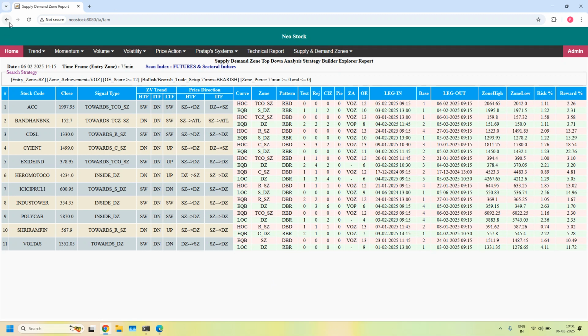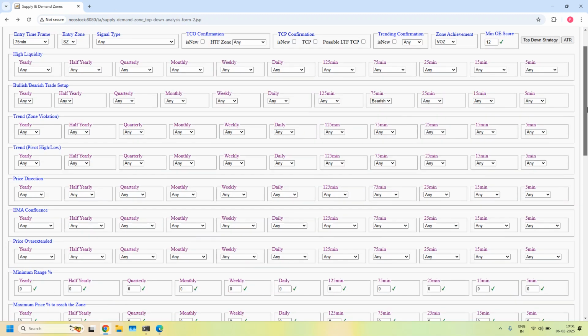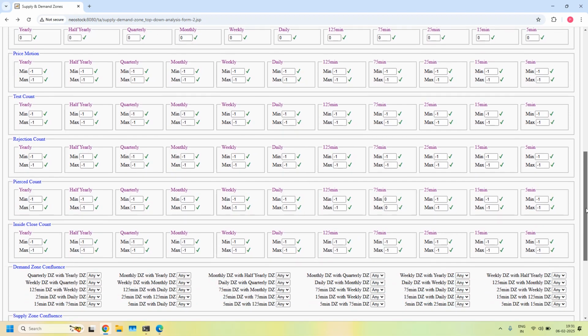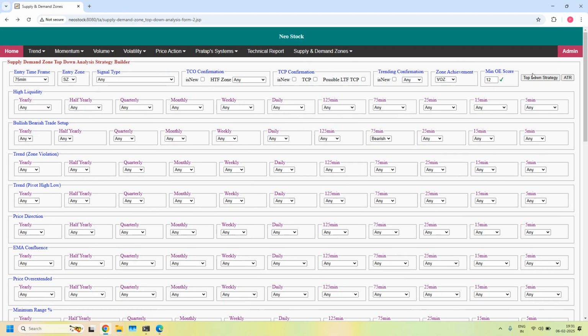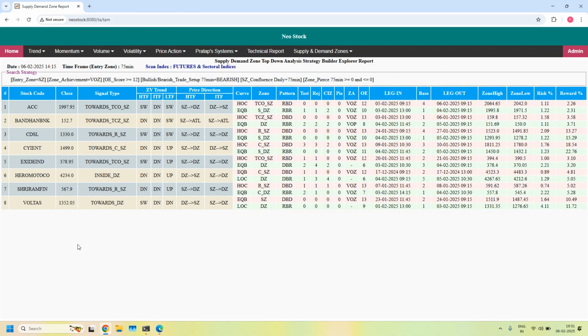First filter is LTF ITF supply zone confluence. That is 75-minute supply zone with daily supply zone confluence. With this filter, the list has come down to 8. In these 8 stocks, these 75-minute supply zones are overlapped with daily supply zone, and daily trend is down in all these stocks. Let us verify if these daily supply zones have daily EMA confluence.